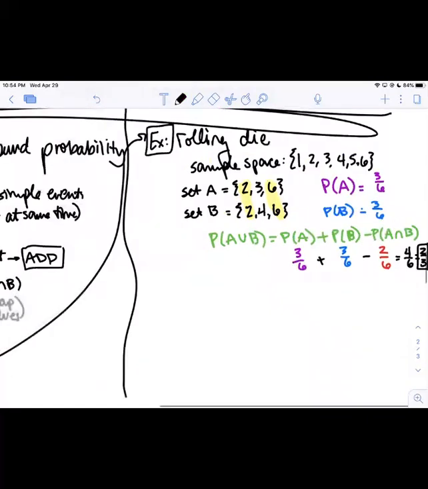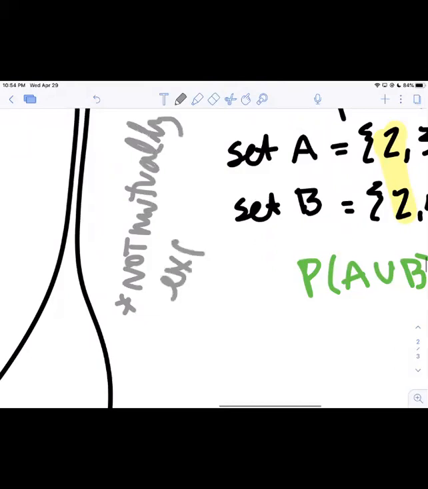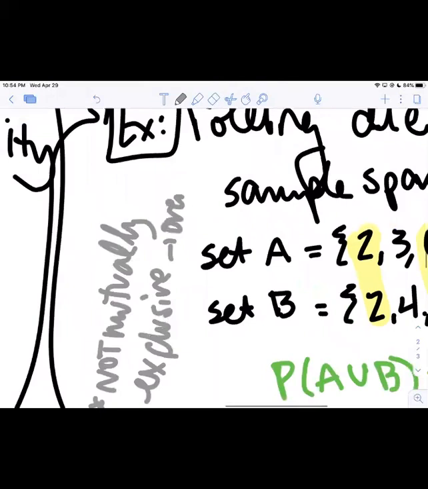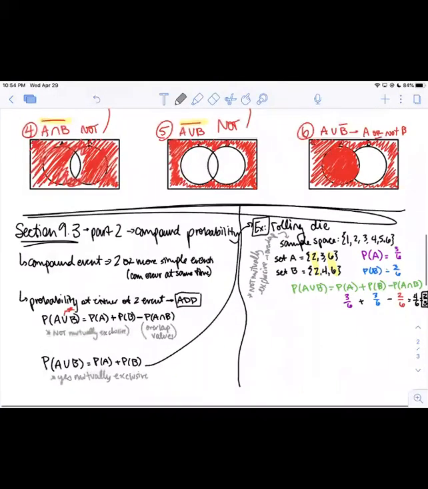So this one was not mutually exclusive because we had an overlap. So maybe you want to make a note on your paper next to this. This was an example of not mutually exclusive because there was an overlap. That might help. Okay. Let's go again.